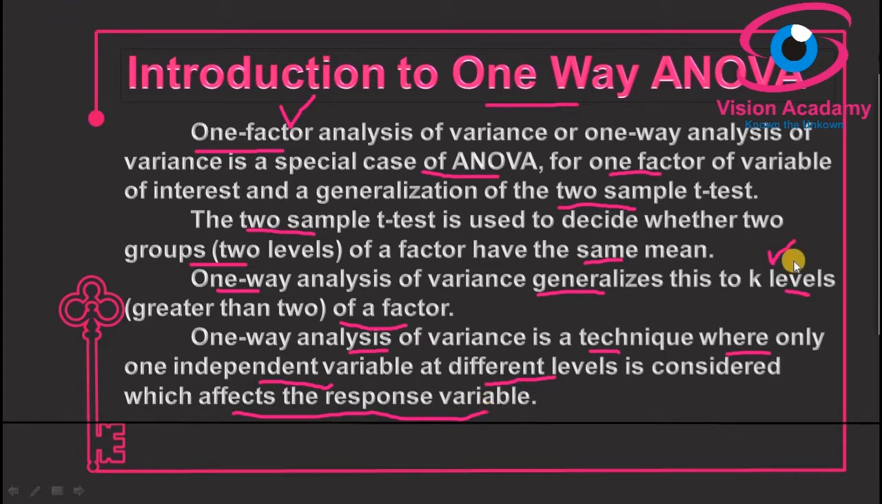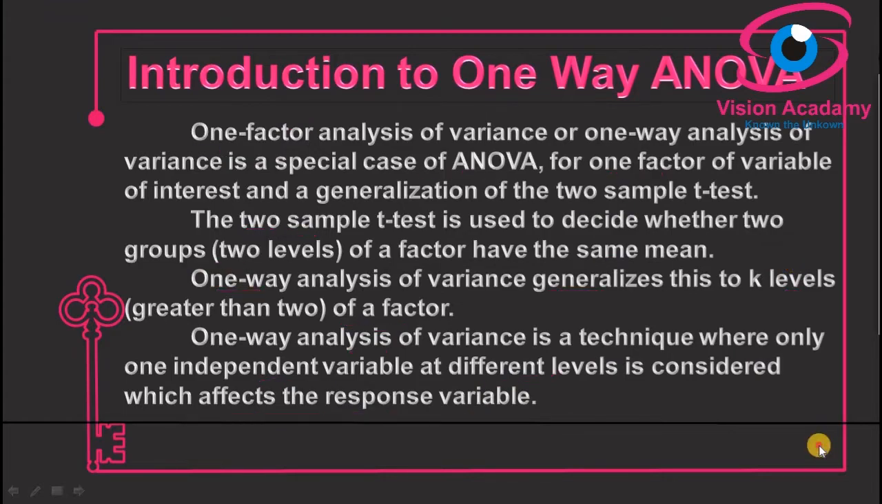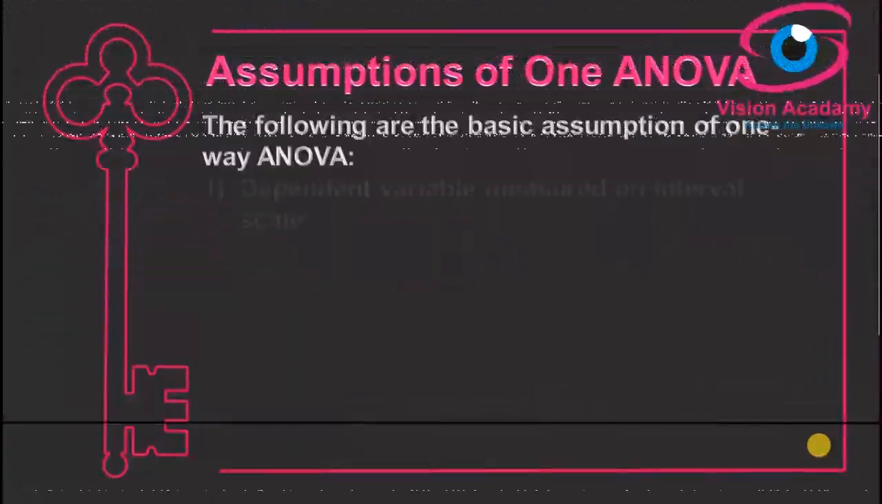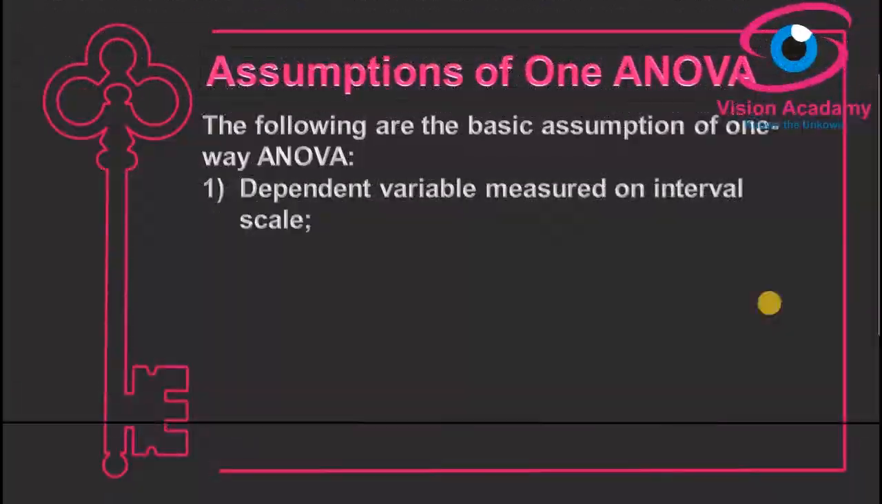So let us see some of the very important assumptions that we need for one-way ANOVA. The first and foremost assumption is that the dependent variable, that is the response variable, must be measured on an interval scale. This is a very important thing to understand. It must be measured at least on an interval scale. If your dependent variable is on a nominal scale or ordinal scale, you are not allowed to go for one-way ANOVA.